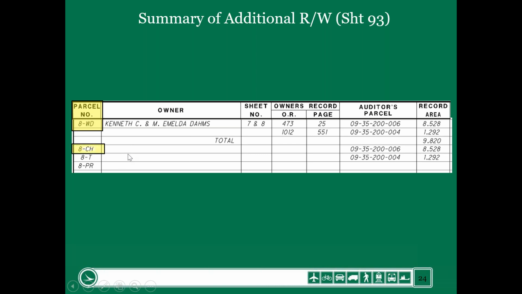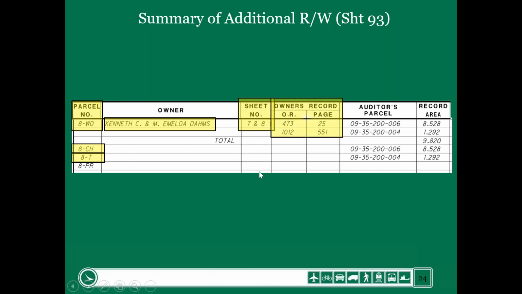We are also acquiring a channel easement, and we are acquiring a temporary easement. The next column over is the owner's column, which is obviously the name identical to what's on the deed. So Kenneth C. and M. Imelda Dams. The next column is the sheet number column. What this references is the right-of-way detail sheets that you will find parcels 8WD, 8CH, and 8T. You will find them on right-of-way detail sheets 7 and 8.